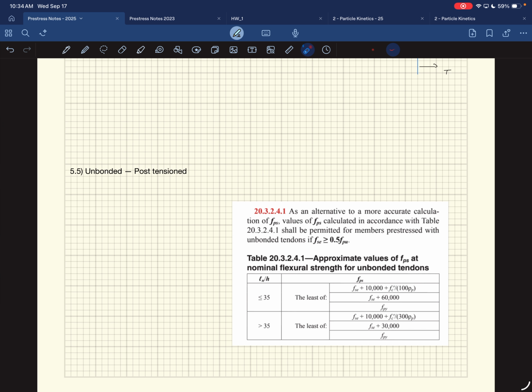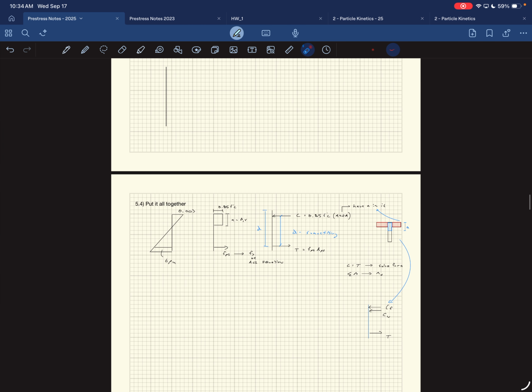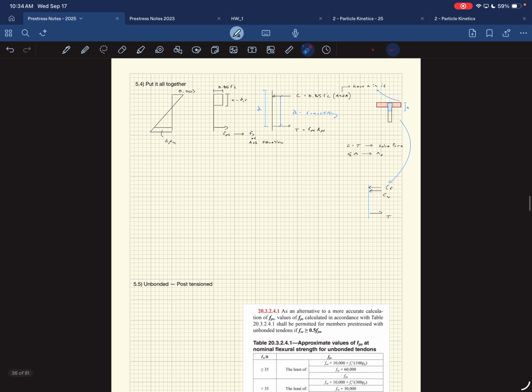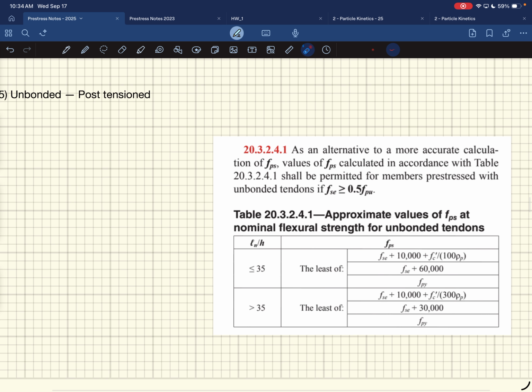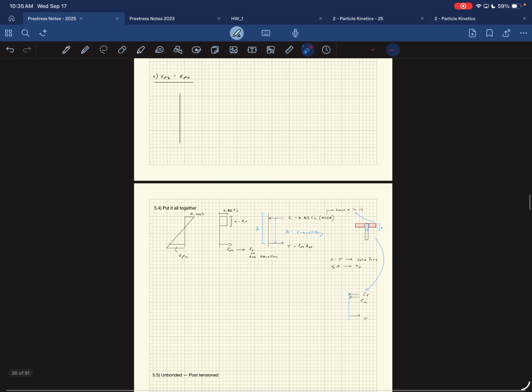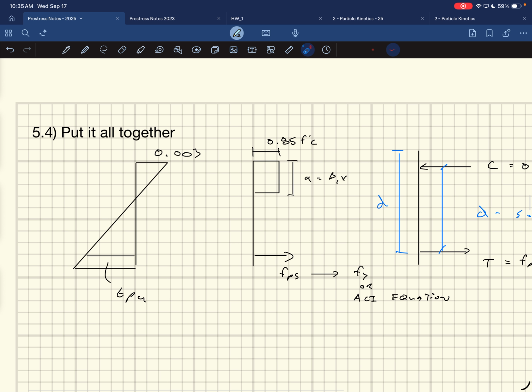Okay. All right, so unbonded post-tensioning, right? By the way, all this stuff has been for bonded post-tensioning up to this point. Unbonded means it's not stuck to the concrete. When it's not stuck to the concrete, there's no such thing as strain compatibility, because they're not attached to each other. Even though we're not doing strain compatibility, this equation is based on strain compatibility; that is how they developed it.